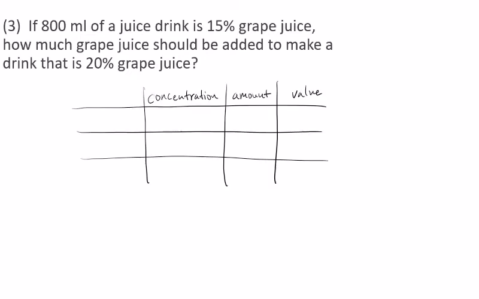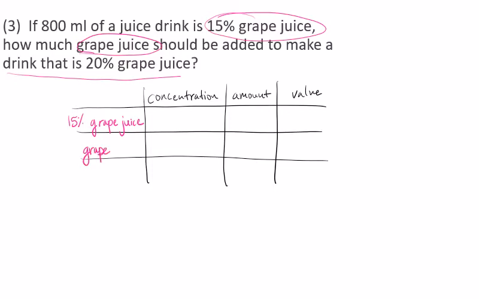All right, so we have a juice drink. It's 15% grape juice, and we want to add grape juice to make a drink, right? That is 20% grape juice. So we're basically adding 15% grape juice with grape juice to get 20% grape juice. Okay, so here we have 15% grape juice, and then we want to add that with just grape juice, and then we want to end up with 20% grape juice.